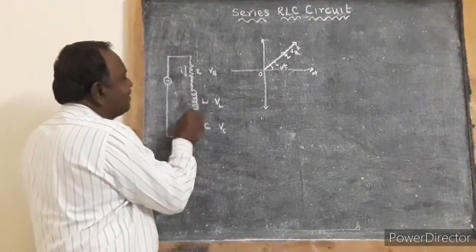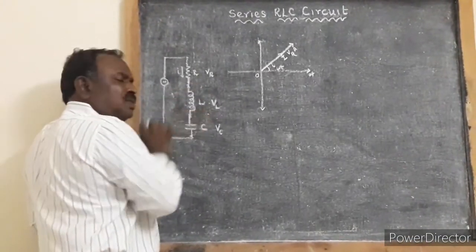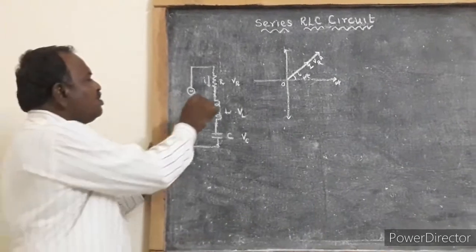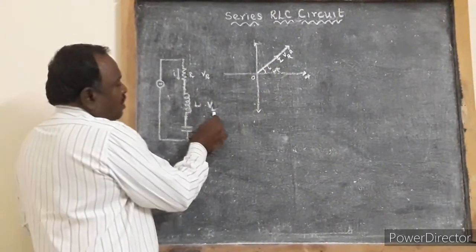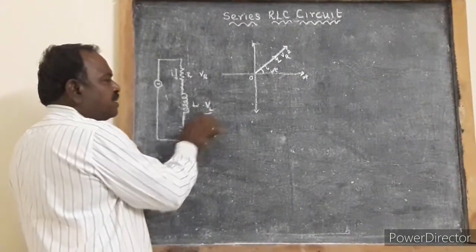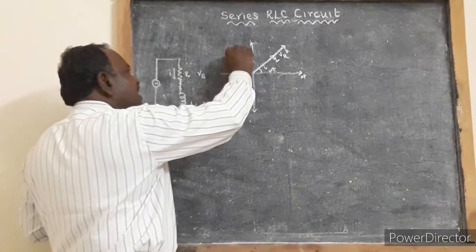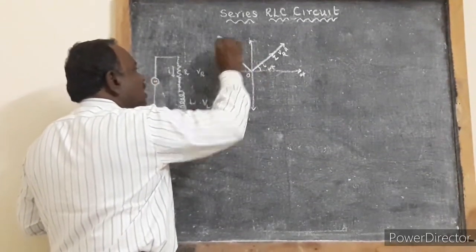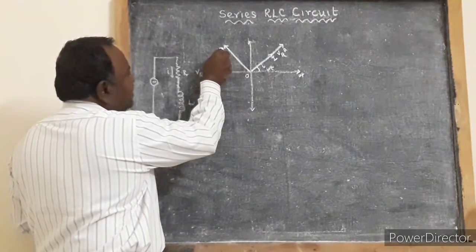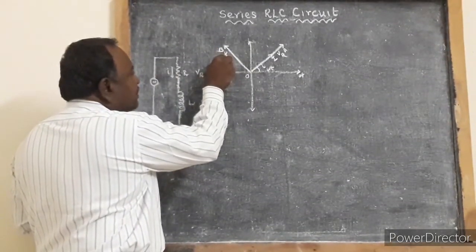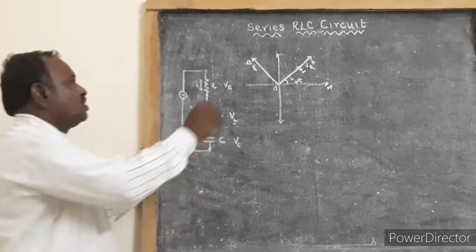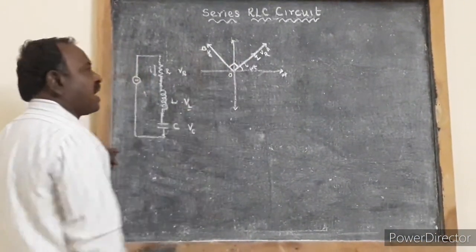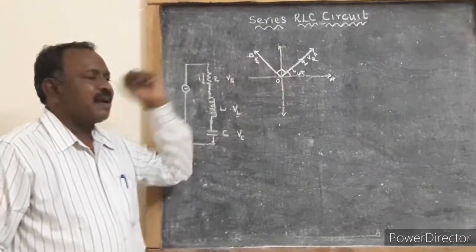Next, come to the inductor. So you know, across the inductor, voltage is leading the current by pi by 2. So current through the inductor is OI. Potential difference or voltage across the inductor is represented by VL. This VL is leading the current by pi by 2. So I am representing this VL by a phasor OB. OB is nothing but voltage across the inductor. So this OB is 90 degree out of phase with OI. So voltage is leading the current by pi by 2.